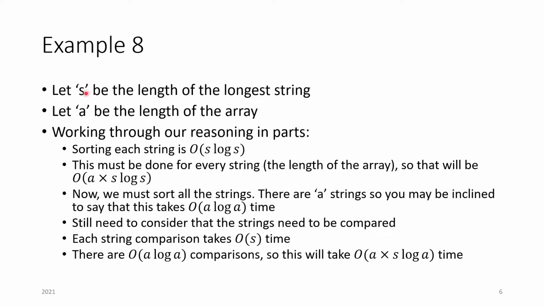So if we say S here is going to be the length of the longest string, and we don't know which string that is going to be, and we say A here is going to be the length of the array, instead of having our complexity in terms of n, we now have our complexity in terms of S and A, because there's no relationship between the length of the string and the length of the array. And then if we go back into how we reasoned it out before and we put in S and A accordingly where it needs to be, we then get our correct complexity here.